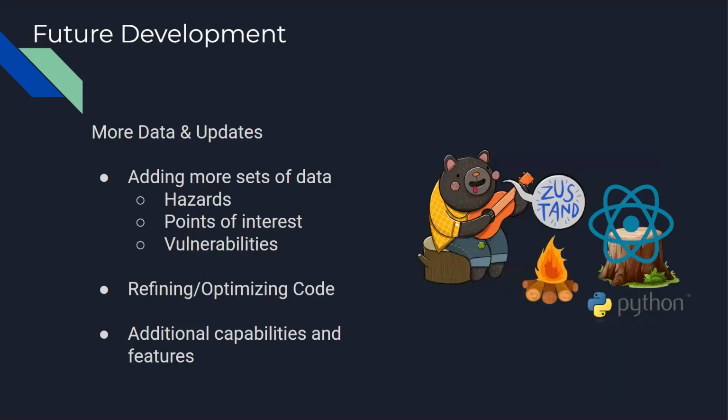We have a lot to work on for this. It's still in development. We're still adding in more types of data, so more hazards, more variety of interests and vulnerabilities. We're still optimizing the code to handle these larger data sets. And we're also adding in more features, such as being able to take pictures of different maps, being able to see a table view of the different types of data, and some other additional features that will be coming in the future.